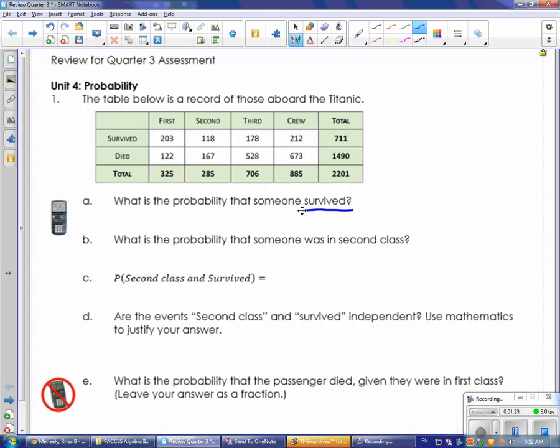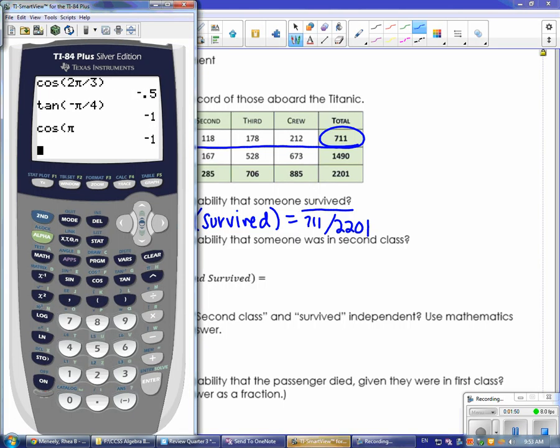So we're just going to look for all of our survivals, which is along this row, and we have a total of 718. So the probability that someone survived is going to be 711 out of the total, which is 2201. Since this is a calculator problem, you can find the probability simply by dividing. So if we take 711 and divide it by 2201, that gives us a probability of 0.323.